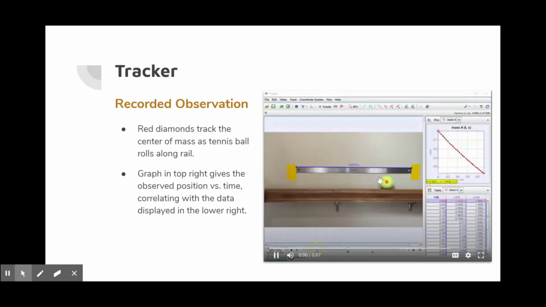So here is my Tracker video. The red diamonds track the center mass of the ball as it moves along the railing. The graph in the top right gives the observed position versus time, correlating with the data. This ruler you see in the back is used to calibrate the system accurately so that it gives me a proper position for the ball.